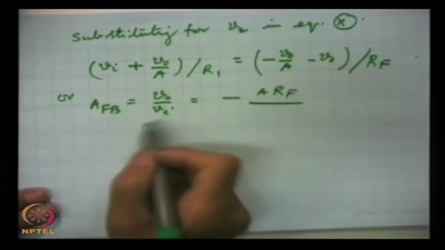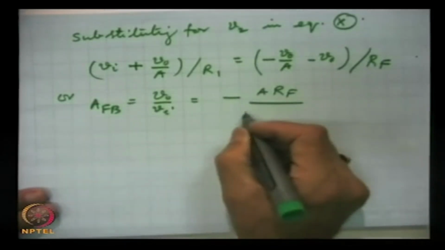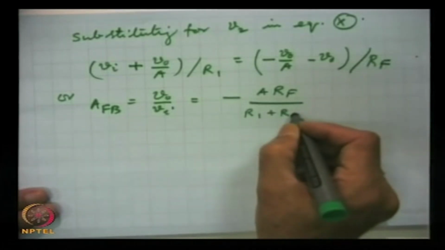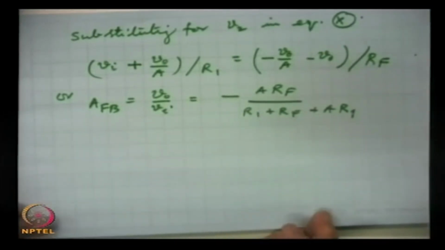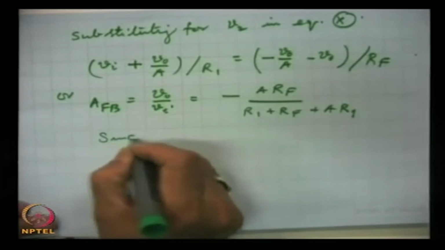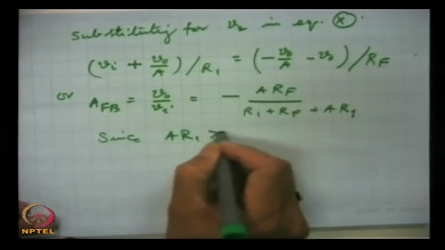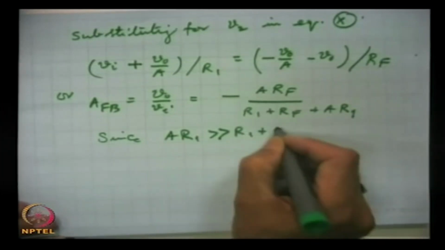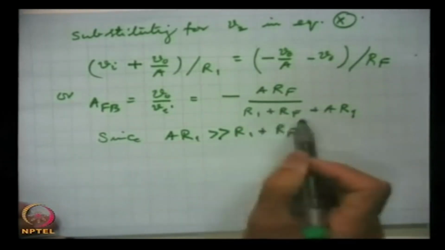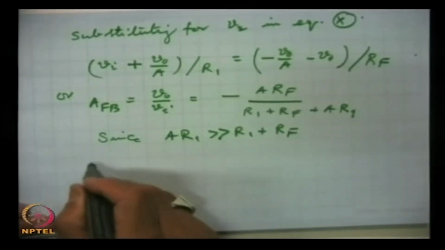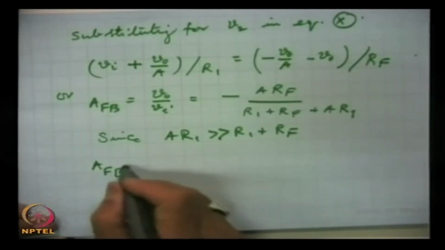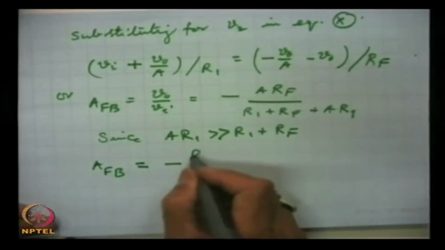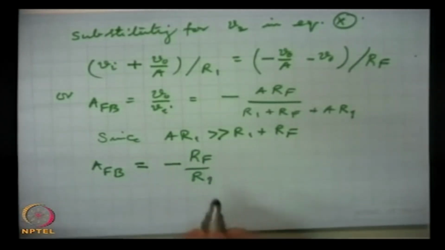Just from here it is simple manipulation, and this is R1 plus RF plus AR1, and since AR1 is very large as compared to R1 plus RF, so this we can drop, and AFB, gain with feedback, this simply is minus RF by R1. How simple it is.